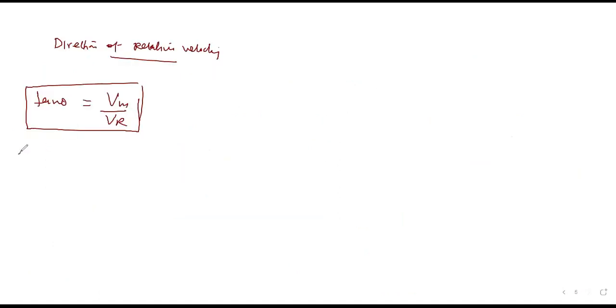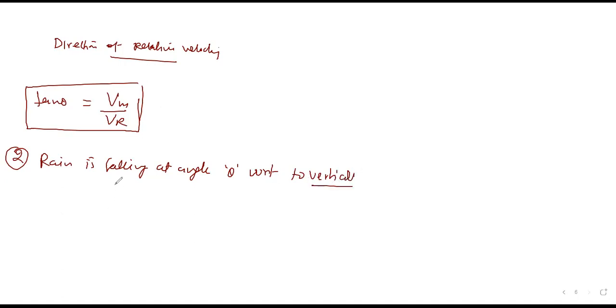Okay, so second case I'm talking about now. Suppose rain is falling at some angle theta with respect to the vertical. I draw it graphically this way. Again, in the horizontal direction the man is walking, velocity Vm. But rain is falling at some angle. This is the velocity of rain, Vr, and this angle is given, theta, the initial angle.